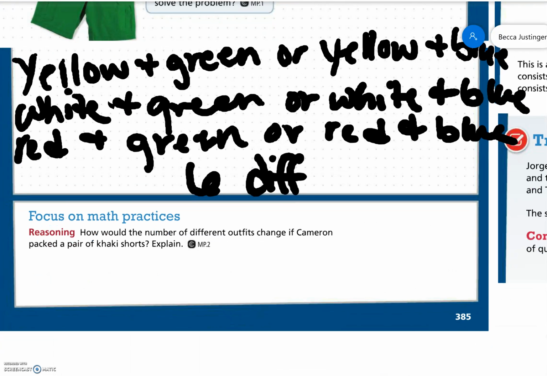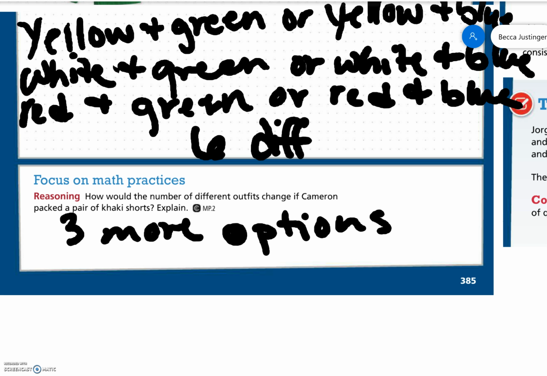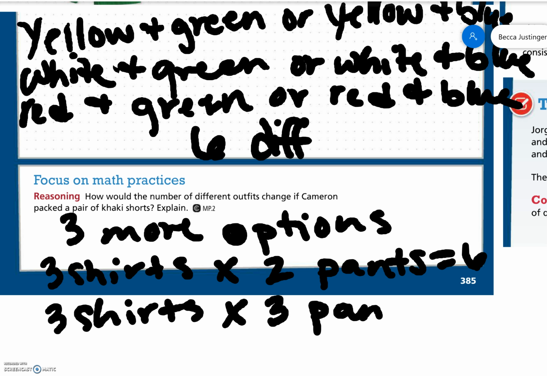Focus on math practices. How would the number of different outfits change if Cameron packed a pair of khaki shorts? Explain. Well, he'd have a different pair of shorts to wear with each shirt, so there would be 3 more options. And if you notice, before we had 3 shirts times 2 pants, and that gave us 6 options. Now, if we have 3 shirts and add that extra pair of pants, so times 3 pants, now there's 9 options.